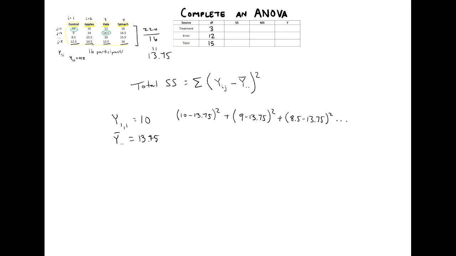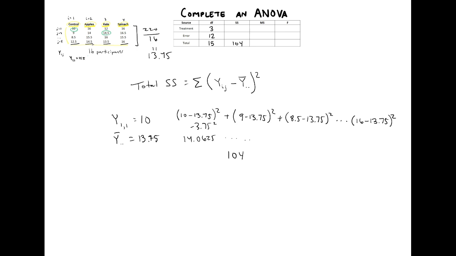all the way until we get to the last participant in the spinach group, which is 16. 16 minus 13.75 squared. I'm going to calculate that. So I've taken all of these values, 10 minus 13.75, we know that is negative 3.75, and then we square it. That works out to be kind of a gnarly number, 14.0625. Then we do the same thing for all of these numbers. We add them all up, and the grand sum is 104. So the total sum of squares for the full set is 104.